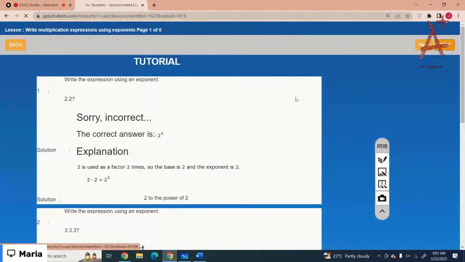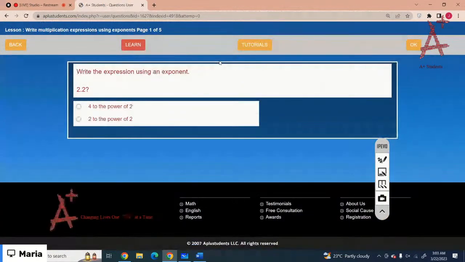Let's start with the test questions. Write the expression using an exponent. How do we write this expression using an exponent? It would be 2 times 2. That means 2 is multiplying 2 times. So you have to write down 2 as the base with a factor of 2. It will be 2 to the power of 2, where 2 is the base and 2 is the exponent. So the correct option is 2 to the power of 2.